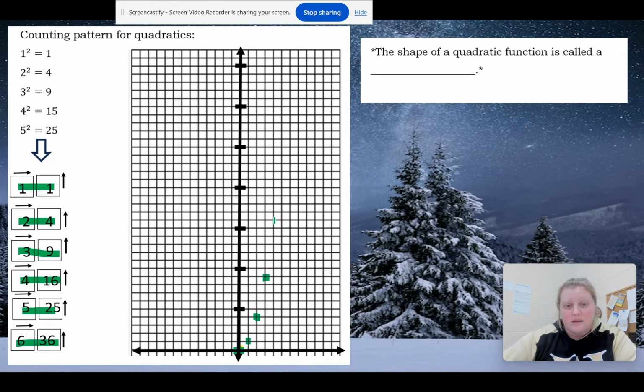And then 16. And 5, 25, which would be right here. And then 36 and 6 will be right here.